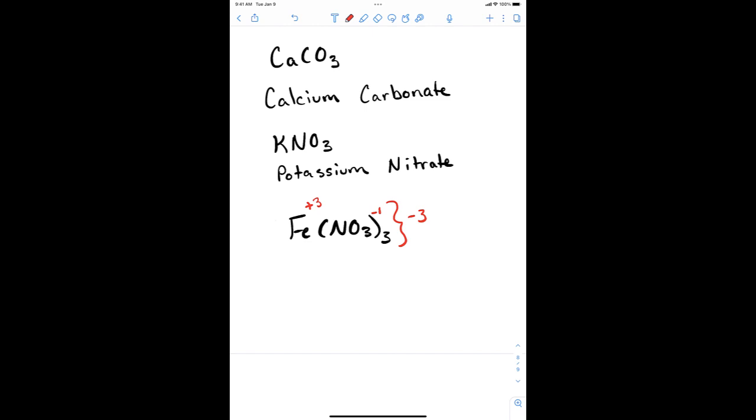So when I go to name this, I would name it iron, start my parenthesis. The parentheses indicates what the charge is, and then I can name my polyatomic ion, which is nitrate.